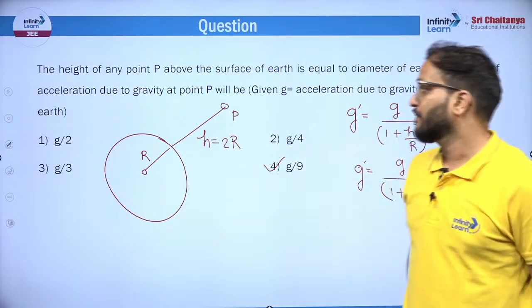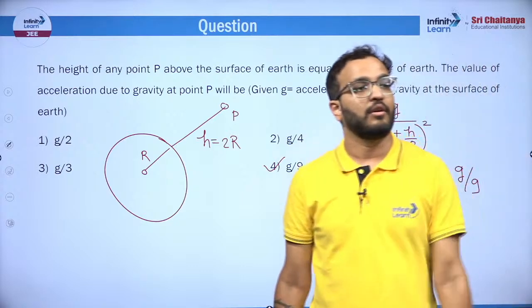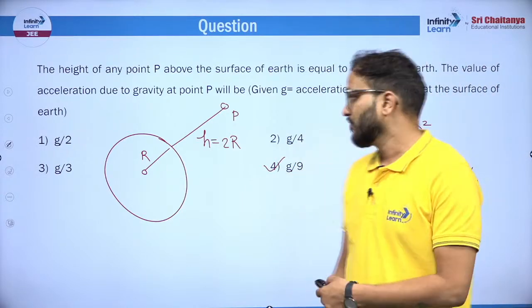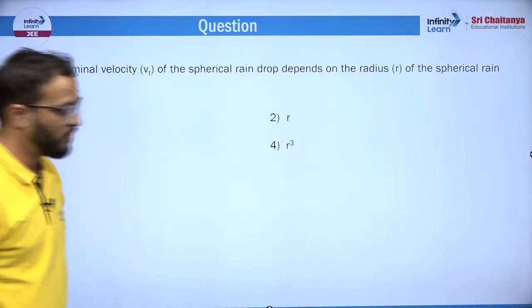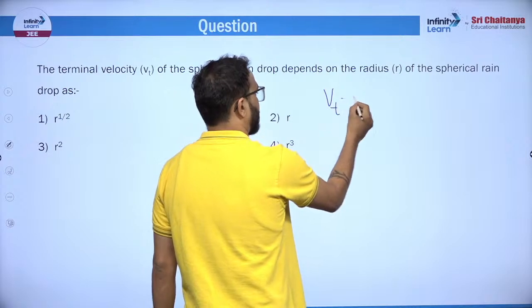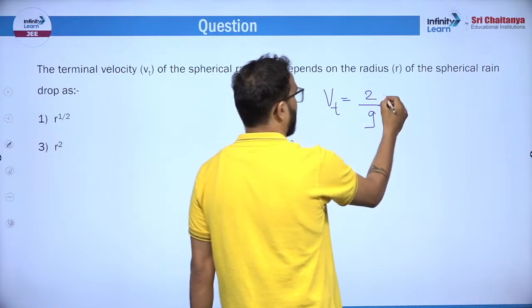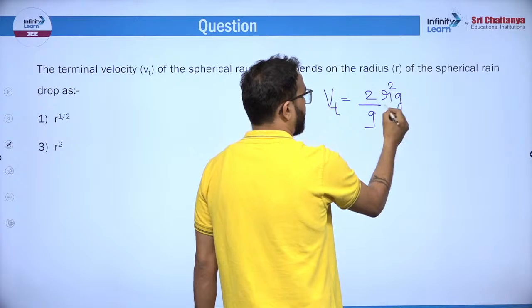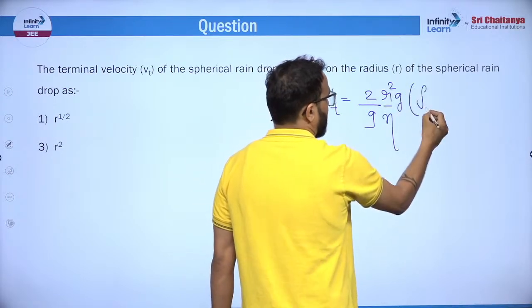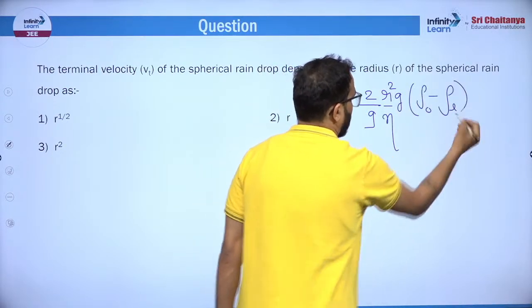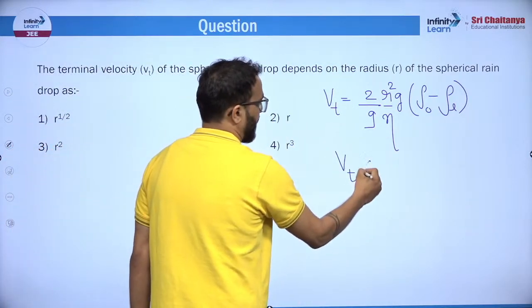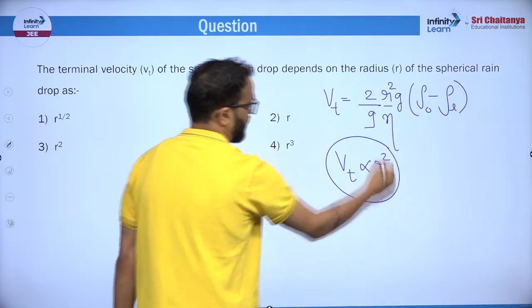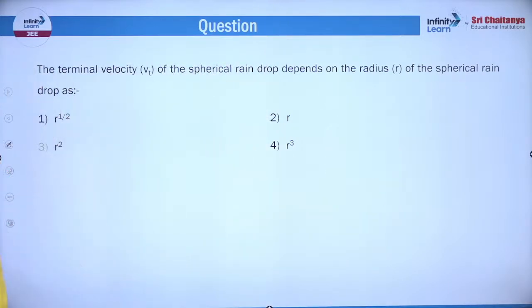In case you have any doubts, please feel free to come and talk with us in the chat box. Okay, now let's move ahead. The terminal velocity. For terminal velocity we have a direct formula, if you remember. It is 2 by 9 r square g upon eta, times density of object minus density of the liquid or the medium in which the object is kept. So Vt is directly proportional to r square. Understood? So which option is correct? The third option is correct. Okay, now let's move on to the next question.